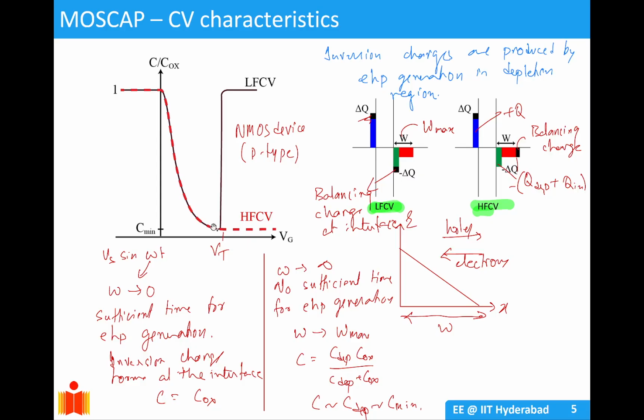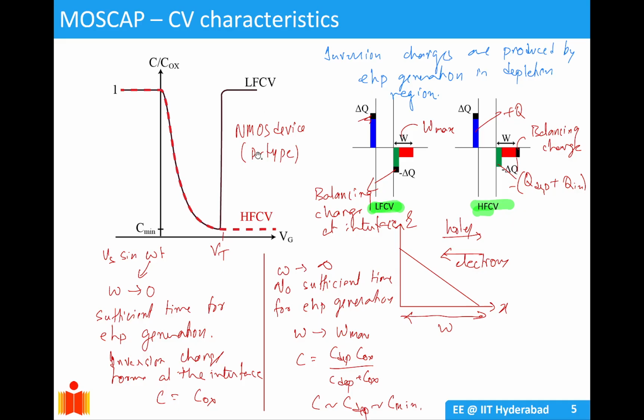What will happen is your depletion region will stop contributing to the capacitance, and your inversion charges start responding, so that the net capacitance comes back to your oxide capacitance, and hence you will see a sharp rise in your capacitance back to your oxide capacitance. This is called low frequency CV or LFCV, where your AC signal is applied at very low frequencies.